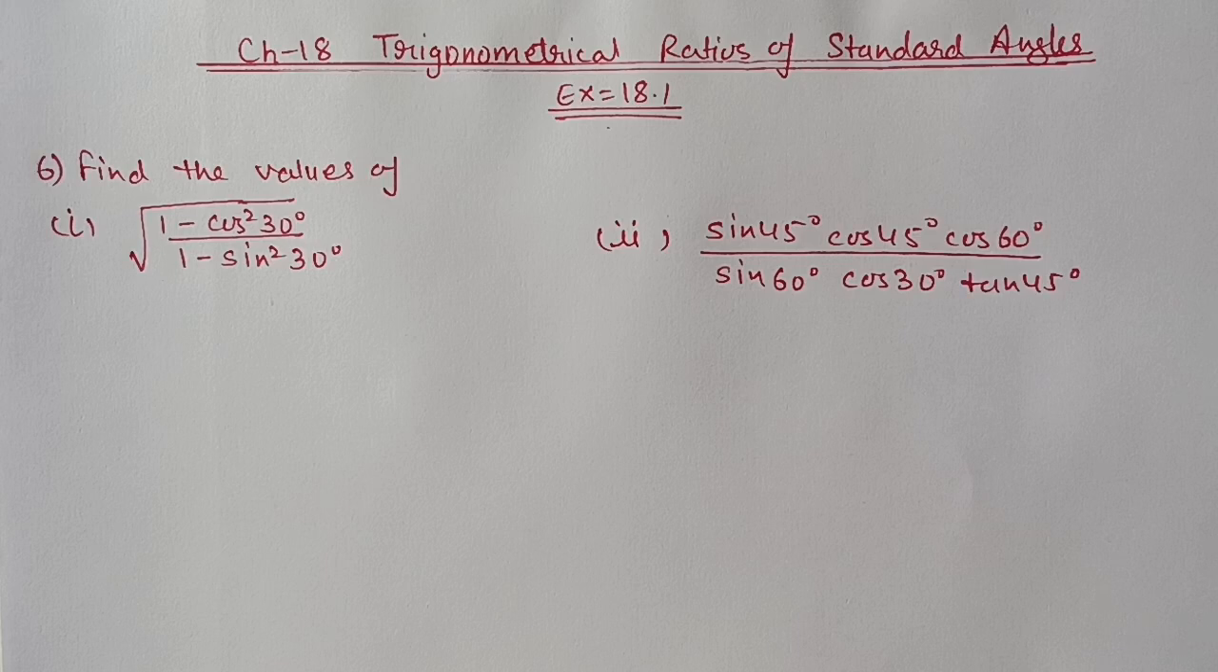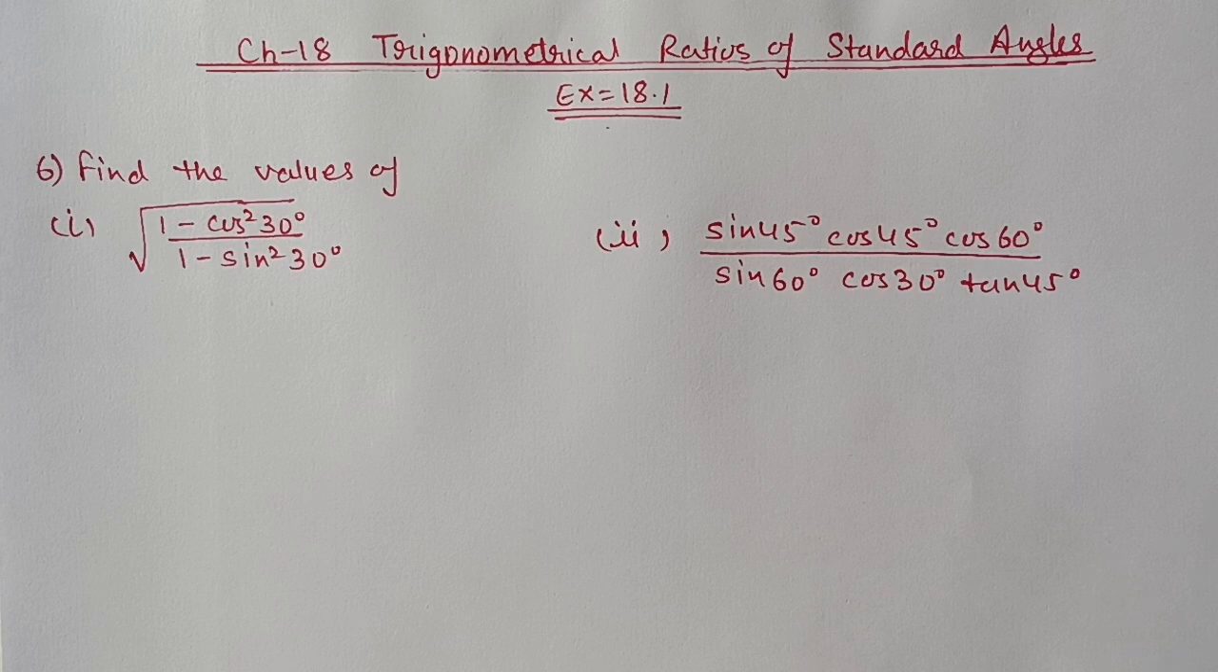Hello students, we are doing chapter number 18, trigonometrical ratios of standard angles, exercise 18.1. In today's video, we will start from question number 6. Find the value of the first part: root of (1 minus cos square 30) divided by (1 minus sin square 30).